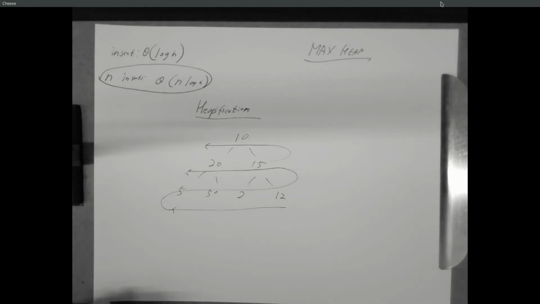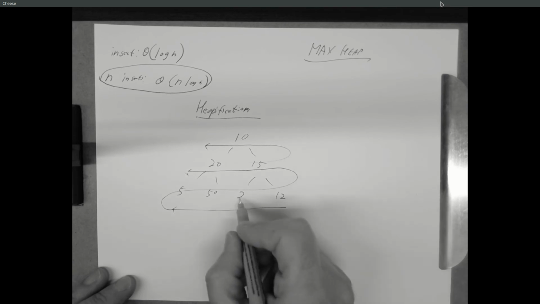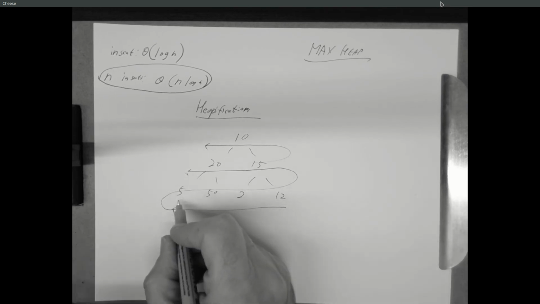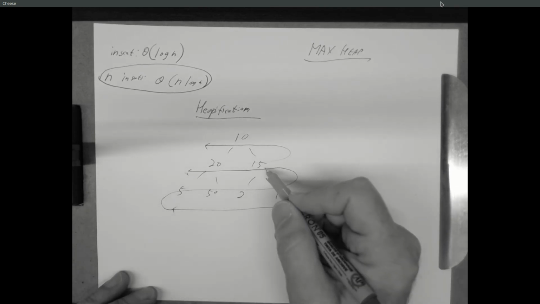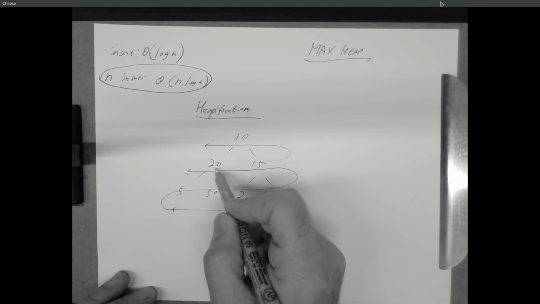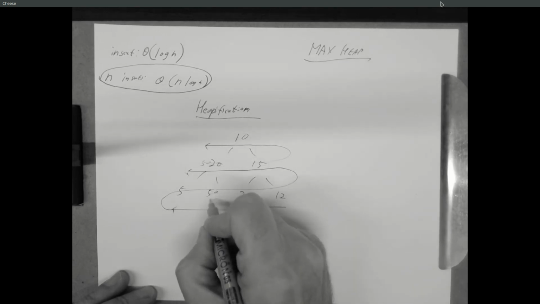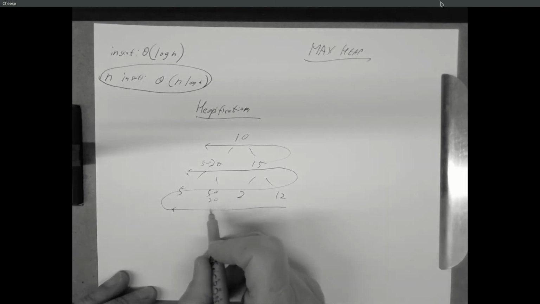Okay, so how does this work? Does 12 satisfy the heap property? Yes, because it doesn't have a child bigger than itself, because it has no children. So 12 is fine. How about 2? Right, 5 and 5, those are all fine because they have no children. Okay, how about 15? Is that bigger than both children? Yep. Okay, how about 20? No. Okay, so swap with the largest child. Put a 50 here, put a 20 here. Does 20 satisfy the heap property? Yep. Okay, let's keep going.